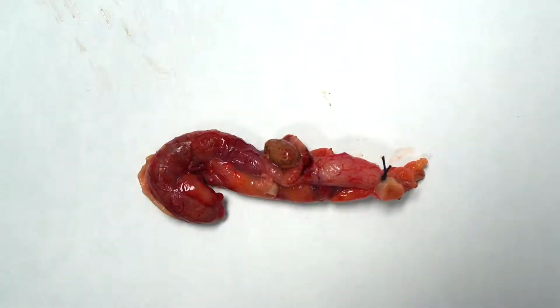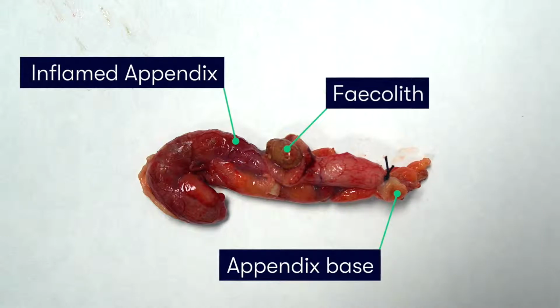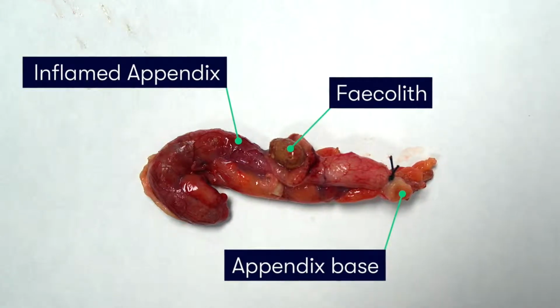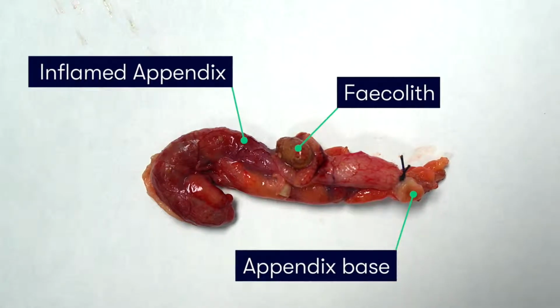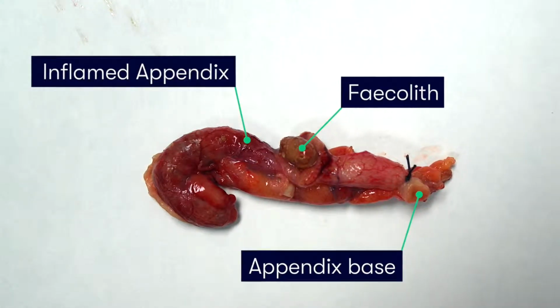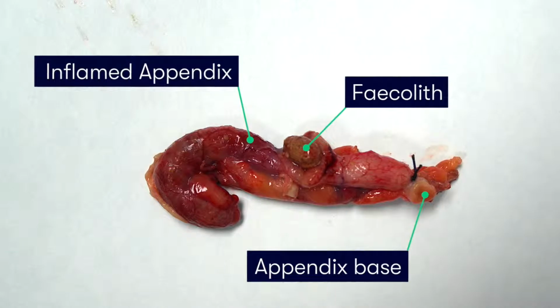In this picture, we can see, excellently demonstrated, a removed appendix which has a small incision in its side wall, and this allows us to see the faecalith that has caused the blockage in the first place. And if you look closely, you can see the inflammation of the appendix which is distal to this blockage.